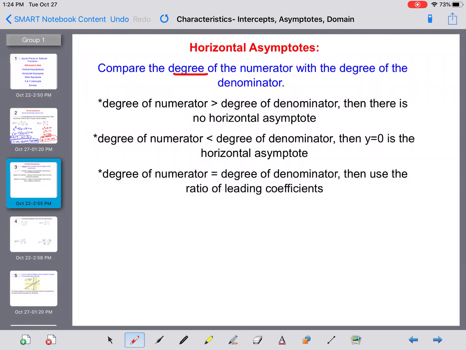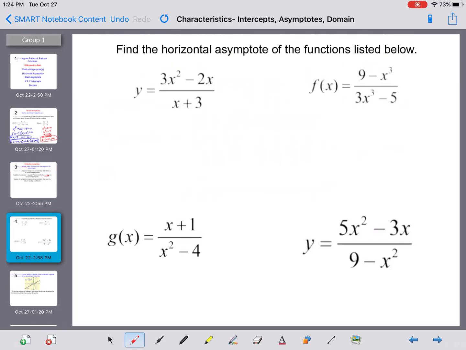If the degree on the numerator is less than the degree of the denominator, then the degree on the bottom is growing much faster, and so we're going to approach 0. So we're going to have a horizontal asymptote of y equals 0. And then if the degrees are the same, then we would look at the leading coefficient of each polynomial, and then we would find the ratio between those or create the fraction of those. So looking at these, if we look at this first one, we have y equals 3x squared minus 2x over x plus 3.